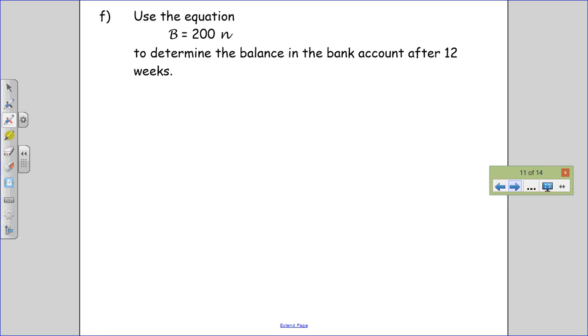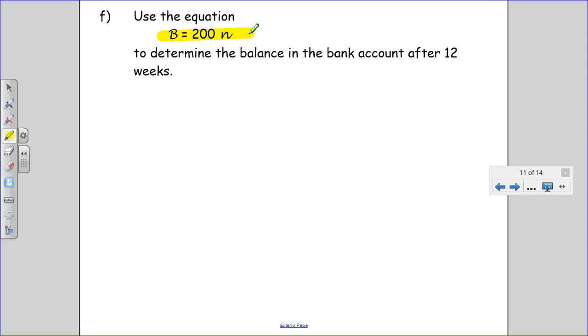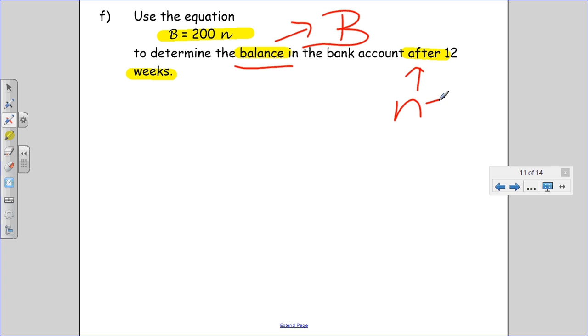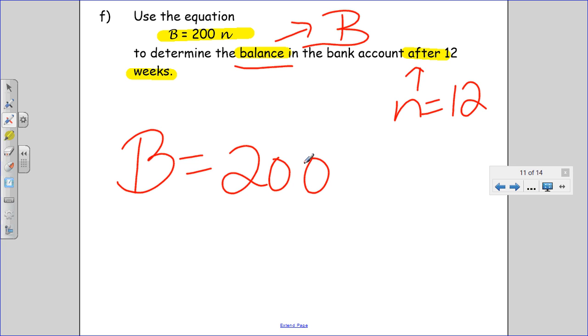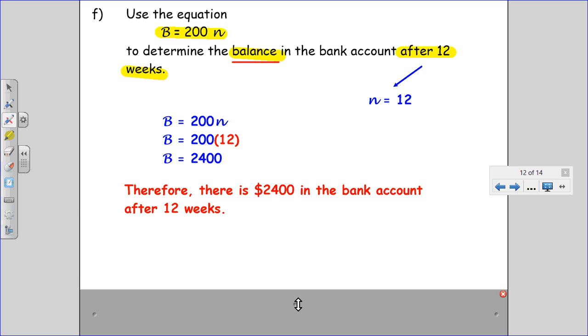Use the equation to determine the bank balance in the account after 12 weeks. Use the equation, that's important, the equation B equals 200N, to determine the bank balance after 12 weeks. So what am I actually looking for? I'm looking for the bank balance. And I can write myself a capital B there to remind myself that's what I'm looking for. After 12 weeks, that tells me N is 12. So now I can just substitute into my equation 200 multiplied by 12, and I need my handy dandy calculator, and that's 2,400. So I know that the balance in my bank account after 12 weeks is $2,400.